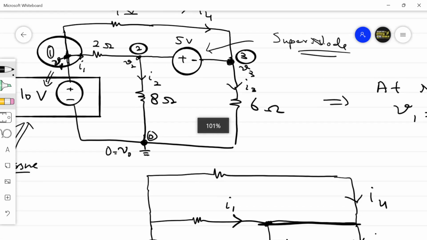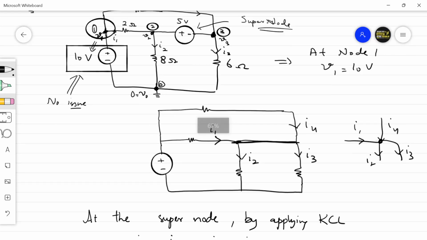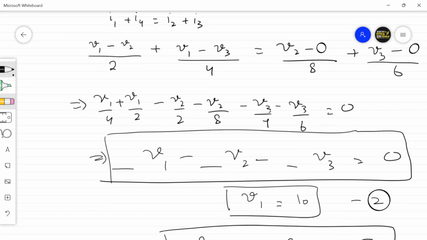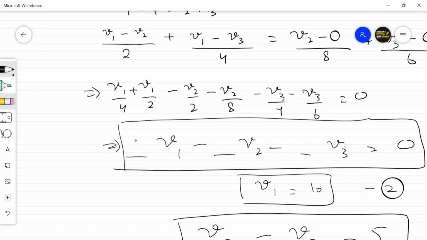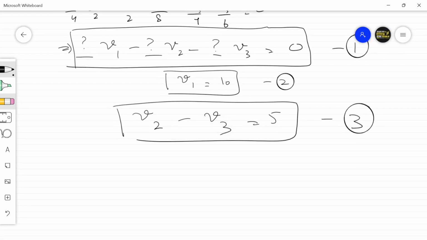So V2 is potential at node 2, V3 is potential at node 3. तो इन दोनों के बीच में जो डिफरेंस है that is simply equal to 5 वोल्ट। तो V2 minus V3 is equal to 5 वोल्ट। तो ये आपके पास तीनों इक्वेशंस हैं। You can fill in the blanks, whatever is the coefficient values here. So you have three equations now. You can solve for these three equations to find out the values of V1, V2 and V3.